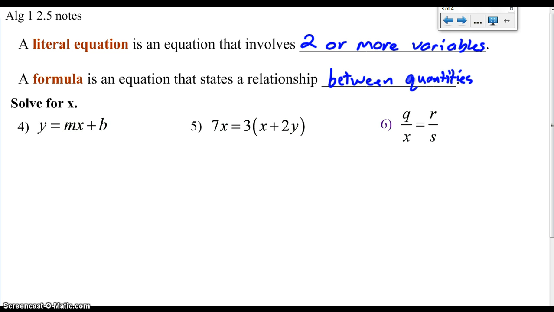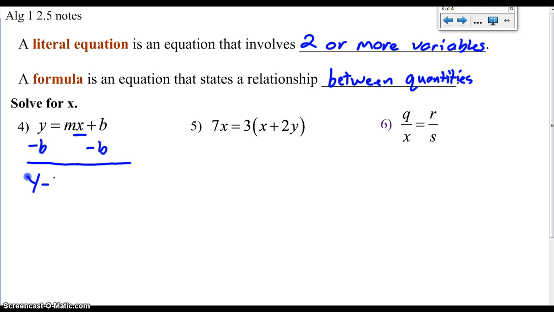All right, so we're going to see examples of both formulas and literal equations and how to solve for certain pieces within those. So let's start with this one, number 4. You've seen this equation before, y equals mx plus b. What we're going to do here, though, is actually solve for x. So we almost have to pretend that y, m, and b are just numbers. Well, what would I do if these were numbers? Well, first thing I would do is get rid of b over here. I have to move that to get x by itself, so we will subtract.